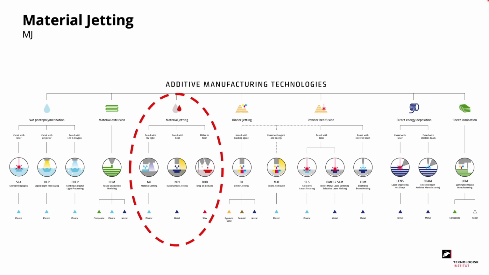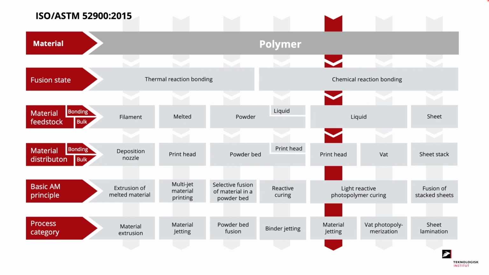Looking at this chart of the 7 additive manufacturing technologies, we're in the category of material jetting, and here we have 3 sub-technologies. We have material jetting, or MJ, we have nanoparticle jetting, NPJ, and finally we have drop-on-demand, DOD. If we look at the ISO standard, we can see that the most common material is polymer, the fusion state is chemical reaction bonding, and the material feedstock is a liquid or a resin in this case. The material distribution happens through a print head, and the basic AM principle is light reactive photopolymer curing. As we saw before, the process category is material jetting.